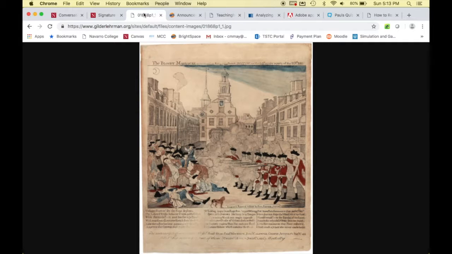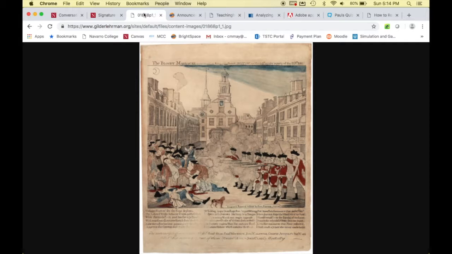The colonists got a little rowdy. They started shouting insults at them, throwing things. They would gather up snowballs and throw snowballs. Sometimes those snowballs contained rocks, at the British soldiers, taunting them, actively taunting them.